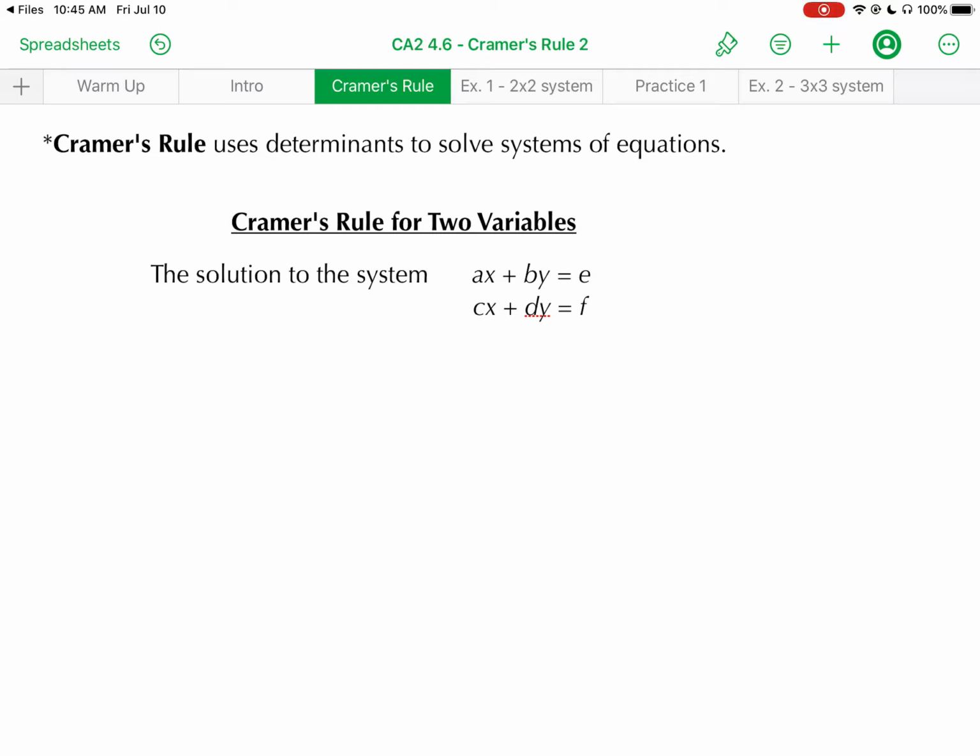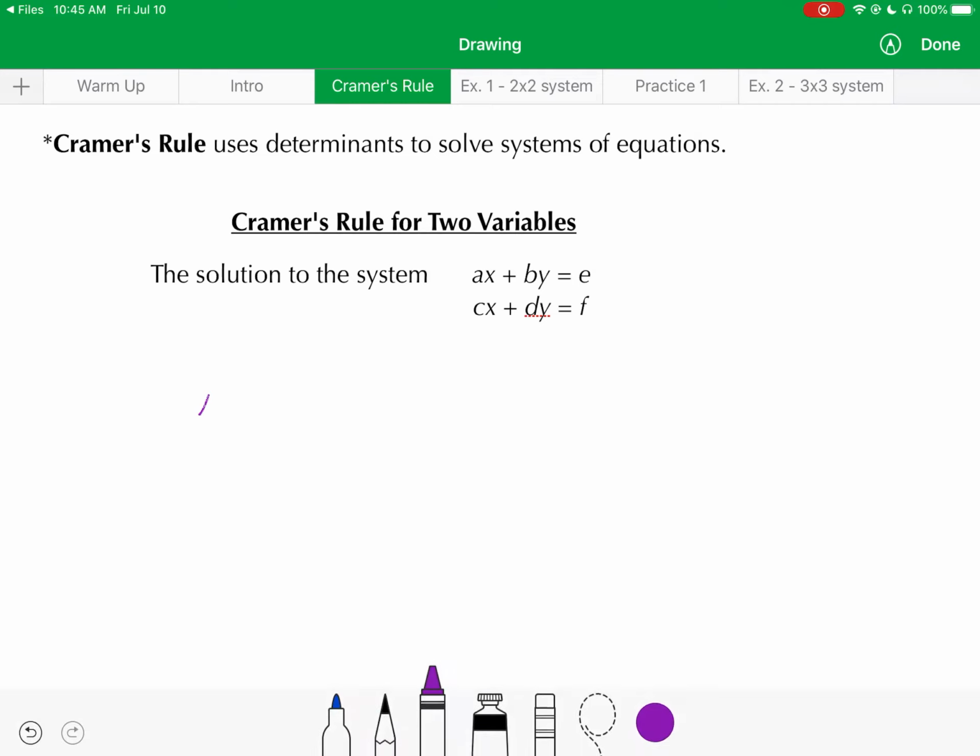You want both equations to be in standard form, meaning you need x and y on the same side of the equation and the constant on the other side. So let's say we have the following setup, and we can find the solution for x to this system using the following format. X is going to equal a determinant over a determinant. Now, the denominator of the determinant would have the following elements: a, b, c, and d.